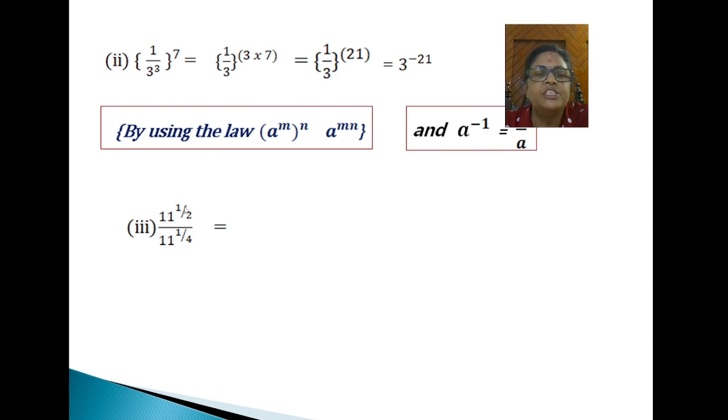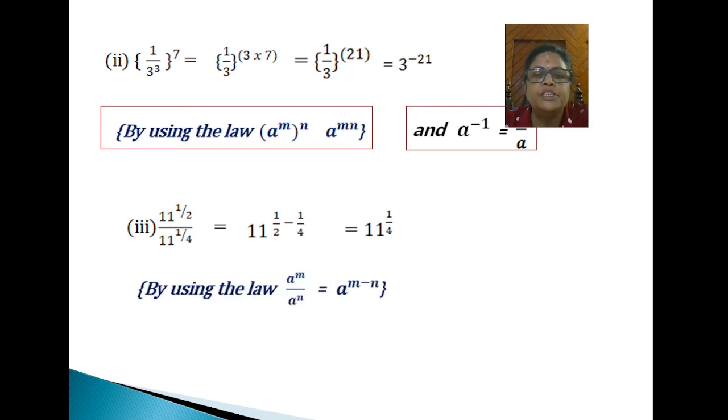Here 11 raised to half minus quarter. So 11 raised to 1 by 2 minus 1 by 4. 1 by 2, half minus quarter is quarter. 11 raised to 1 by 4. So by using the law a raised to m divided by a raised to n is a raised to m minus n.